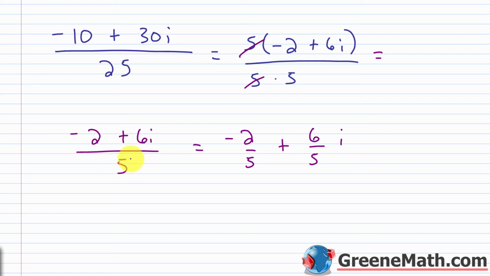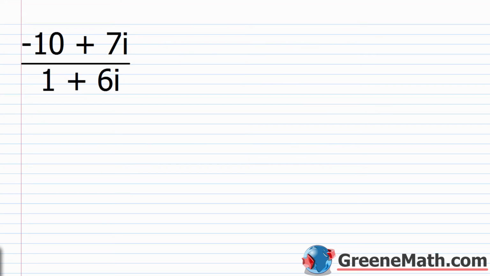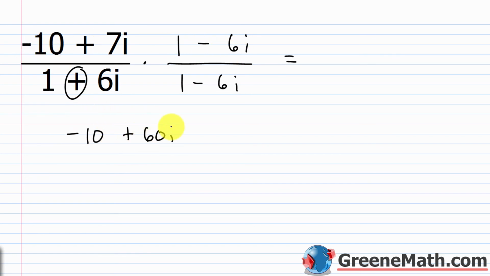Either answer is acceptable. All right, for the next one, let's use our little shortcut for the denominator. We have negative 10 plus 7i over 1 plus 6i. Again, we'll multiply the numerator and denominator by the complex conjugate of the denominator. So this would be 1, instead of plus, it'll be minus, and then 6i over 1 minus 6i. To multiply the two numerators, let's use FOIL. So the first term, negative 10 times 1, would be negative 10. The outer, negative 10 times negative 6i would be positive 60i.